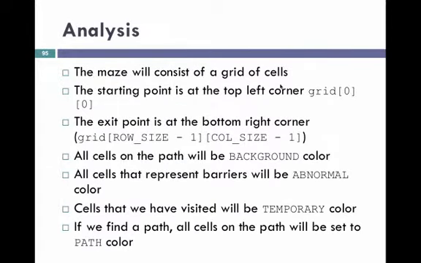Our maze will consist of a grid of cells. The starting point is at the top left corner, so at grid location 0, 0. The exit point is at the bottom right corner, so at row size minus 1 and column size minus 1. All cells on the path will be the background color. Barriers will be abnormal color, and the cells that we have visited will be temporary color. And if we find a path, all cells on the path will be set to the path color.